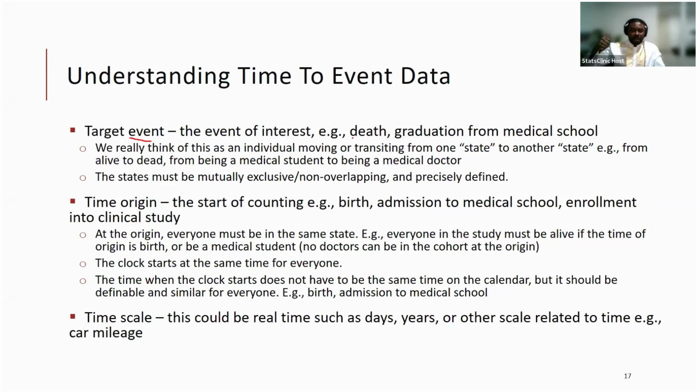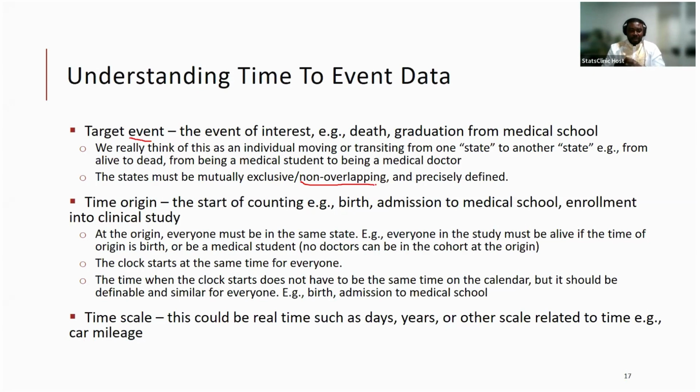A key thing to remember about the target event is that the two states must be non-overlapping. That means that a person should not both be in medical school and graduated from medical school, right? That doesn't happen. You are either in medical school as a student or you're not in medical school as a student. So you have to define the event in such a way that they're not overlapping. It's mutually exclusive. You're either here or you're there. Okay.